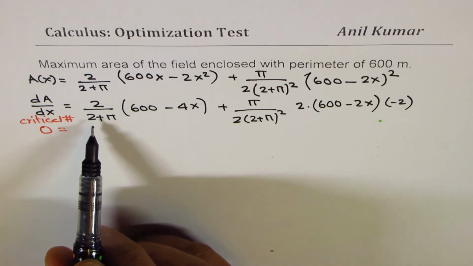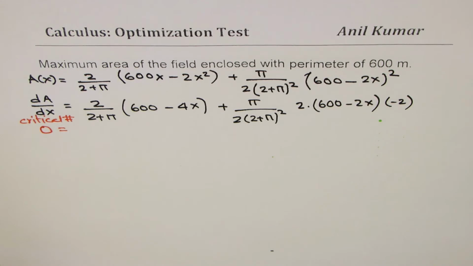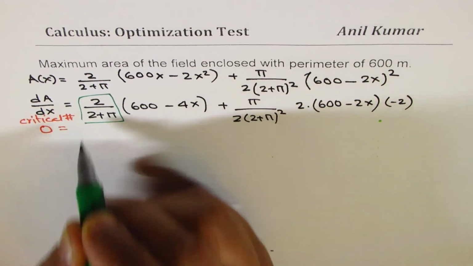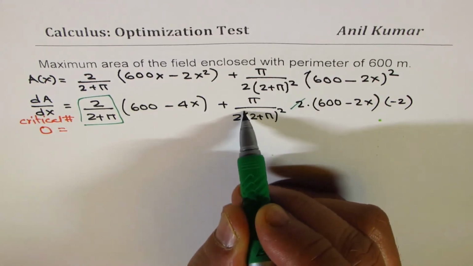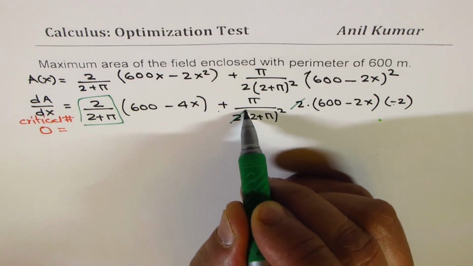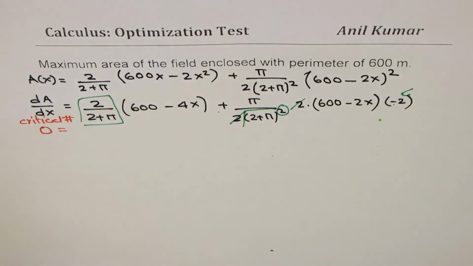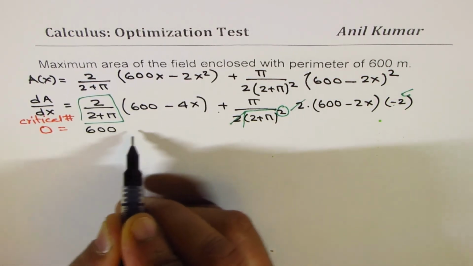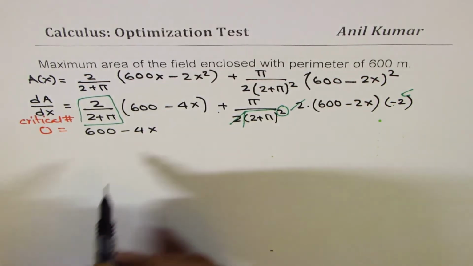And what we can also do here is take this common factor. So this factor, 2 over 2 pi, so this 2 and this 2 actually cancel, and that negative sign will bring here, but we could take one of these out, correct? So if you do that, you get 0 equals 600 minus 4x. That's the first term here.